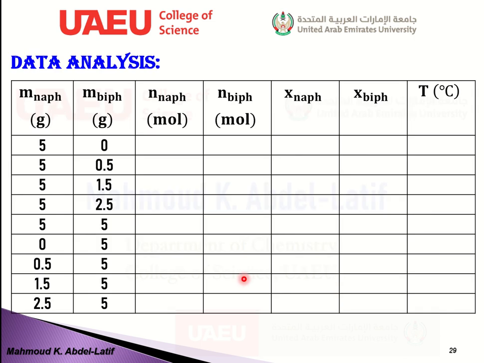Data analysis: you have the mass of naphthalene and the mass of biphenyl. You can convert them to numbers of moles, and then calculate the mole fraction of each one. And this is the melting temperature of each solution.